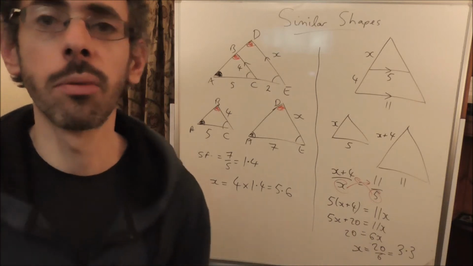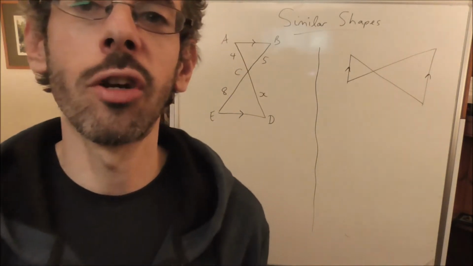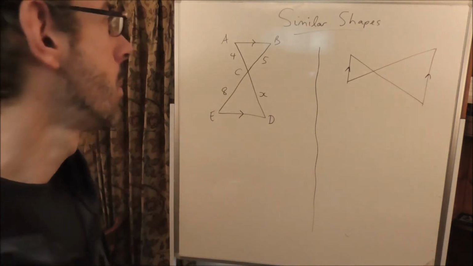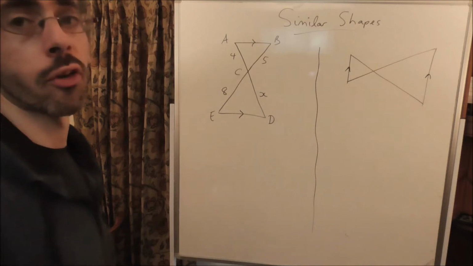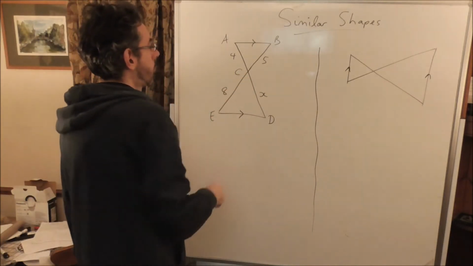That's a bit of a harder example there. Right, so here are the last two examples for the lesson. Now these examples are quite different from the last three, because you don't have a triangle within another triangle. You've just got two triangles, sort of connected at one point.